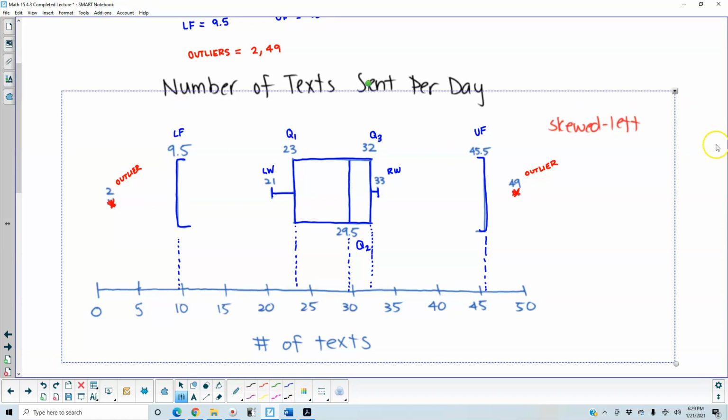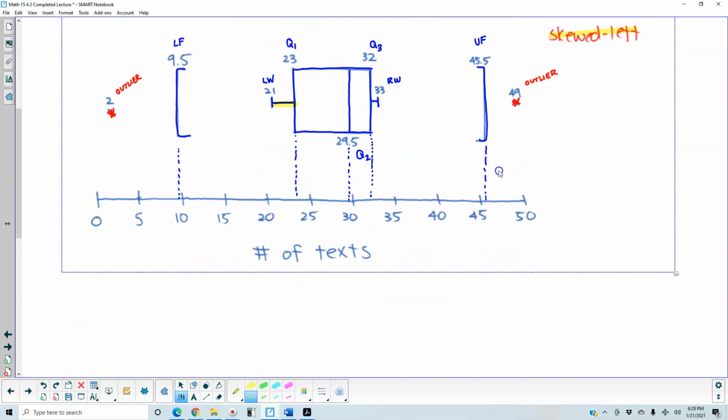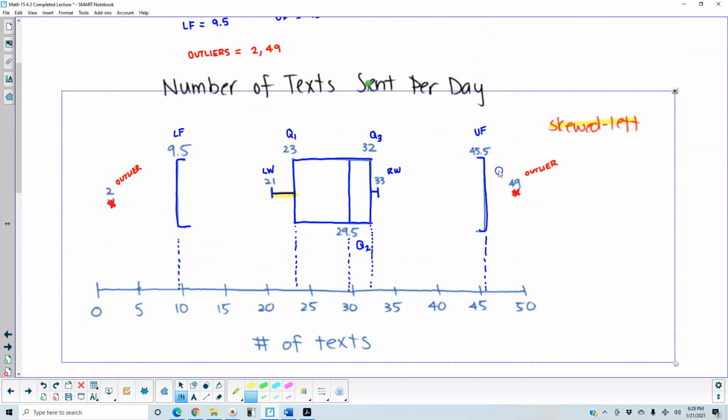So, what else do we need to know about this? Well, if you look at the box plot, we can see that the left whisker here is longer than the right whisker, so therefore we're going to say that it is skewed left. And therefore there is our box plot.